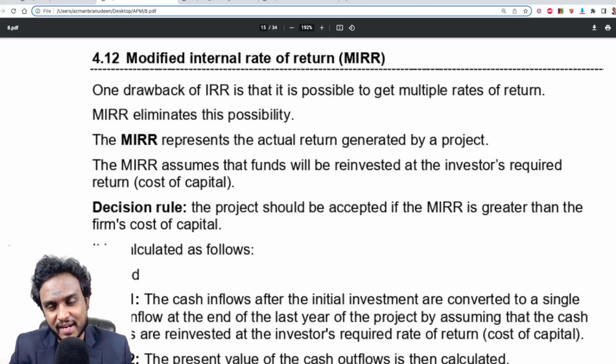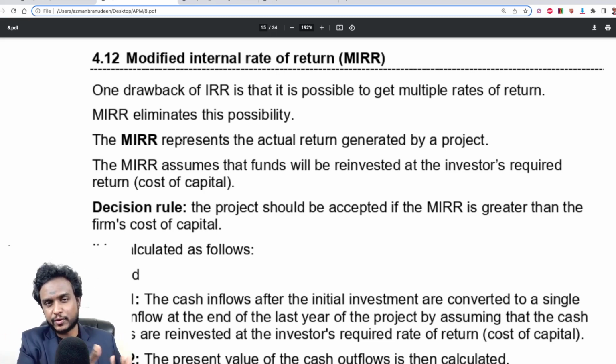So MIRR is this concept that deals with that possibility, that makes sure that possibility doesn't happen, so that you will only get one internal rate of return. We call that the modified internal rate of return. To address that issue, the MIRR assumes that the project's returns are reinvested at the cost of capital.